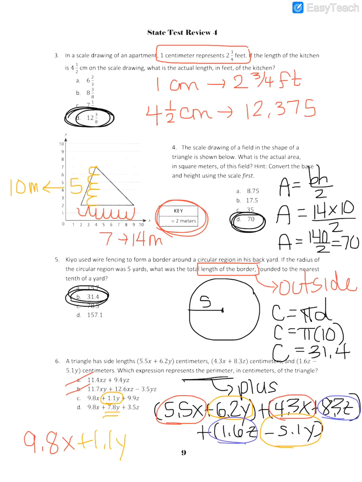8.3z, 1.6z, 8.3 plus 1.6, 9.9z, which obviously then is C.